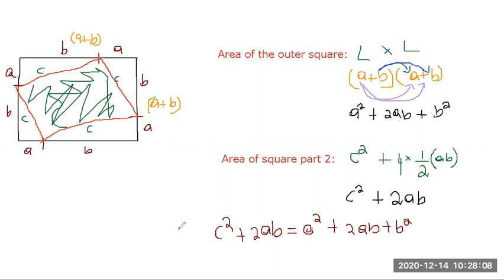Now I could group my like terms, and the only similar terms I see are 2ab. So if I subtract 2ab from this side, I have to do it on this side as well, which leaves me with c squared is equal to a squared plus b squared. And there you have it. That's what a proof is, where you go through and try to figure out why c squared is equal to a squared plus b squared.